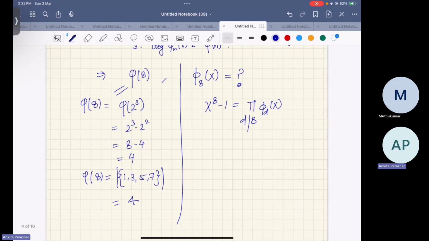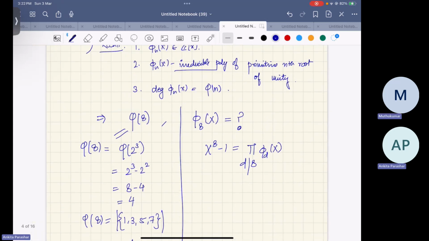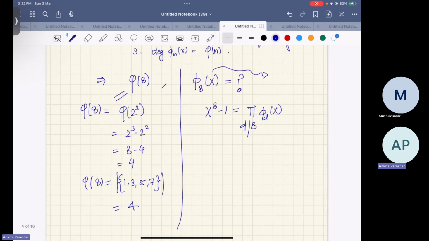So we anyway know that the degree is 4. Let's compute through this formula whether really the degree of this irreducible polynomial is 4. So can we compute that using this knowledge? x power 8 minus 1 is phi 1x, phi 2x, phi 4x, phi 8x. Why? Because you are taking the product over all divisors. And you know phi 1 to phi 4 already.